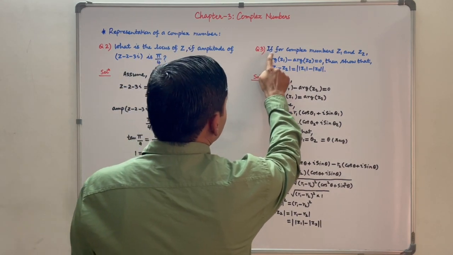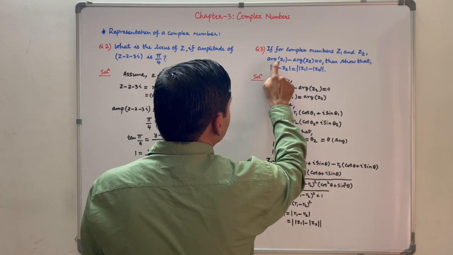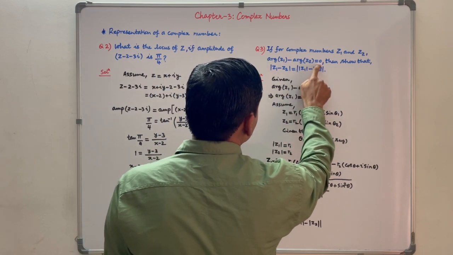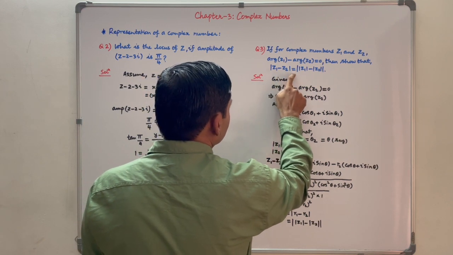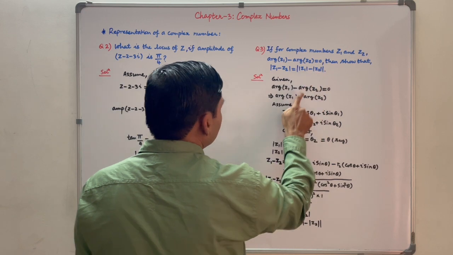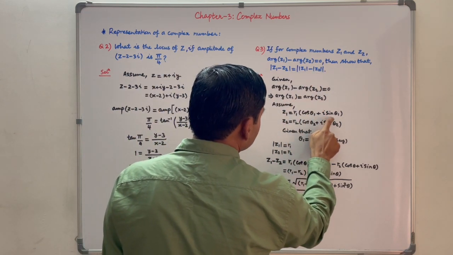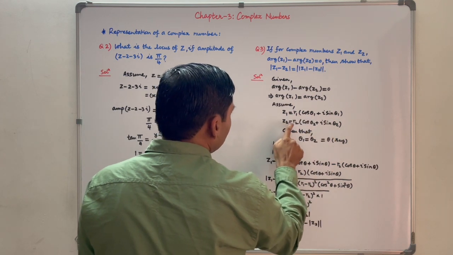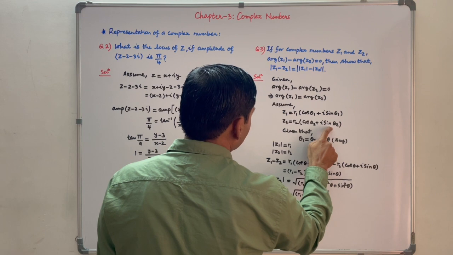Third question: if for complex numbers z1 and z2, argument of z1 minus argument of z2 is equal to 0, then show that mod of (z1 minus z2) is equal to mod of (mod z1 minus mod z2). Suppose z1 is equal to r1 into (cos theta 1 plus i sin theta 1) and z2 is equal to r2 into (cos theta 2 plus i sin theta 2) in polar form.